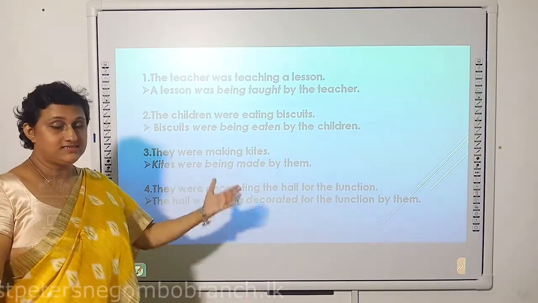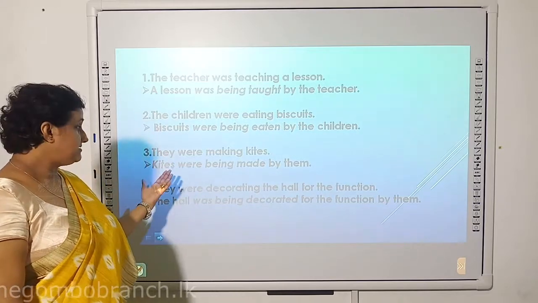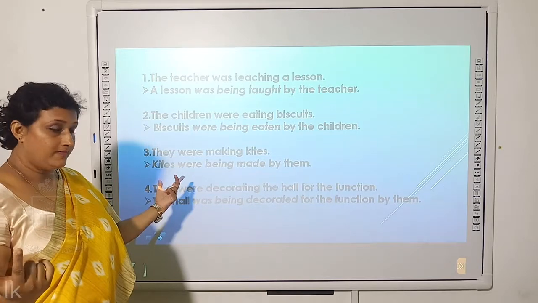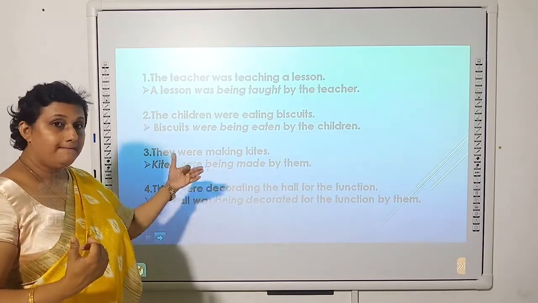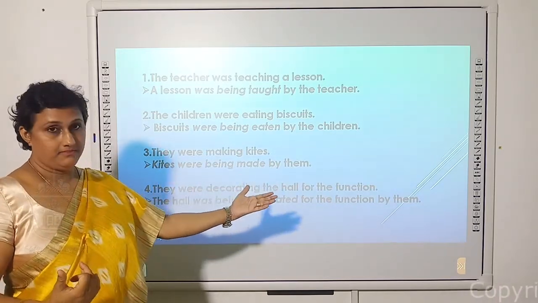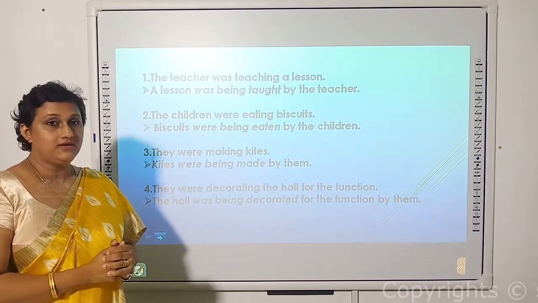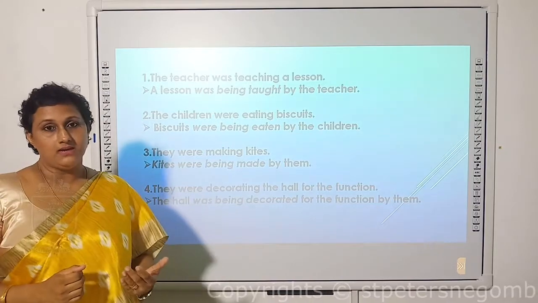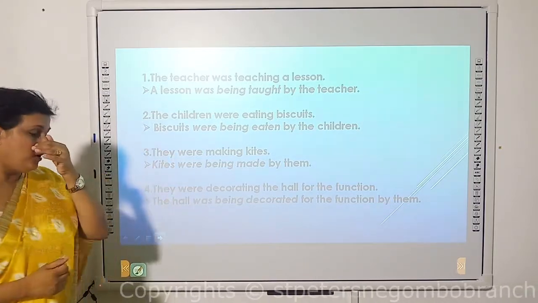They were making kites. Kites has to come to the top. Kites, plural. So you have to use the auxiliary verb or the be word were. Then kites were being made by them. Made is the past participle of the word make, right? So kites were being made by them. Okay, right. Moving on to the last one.